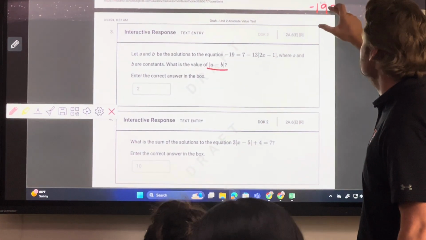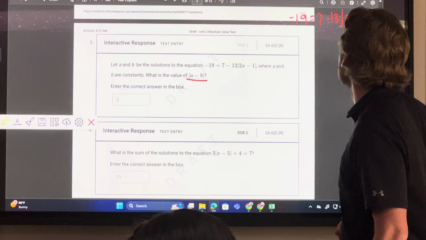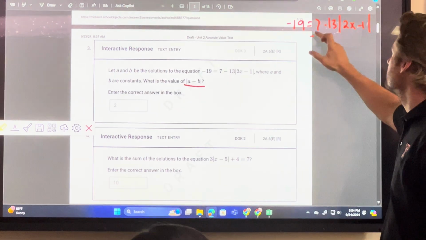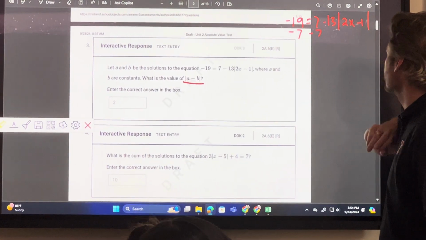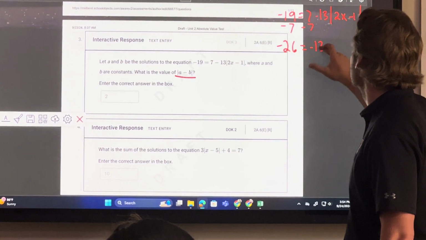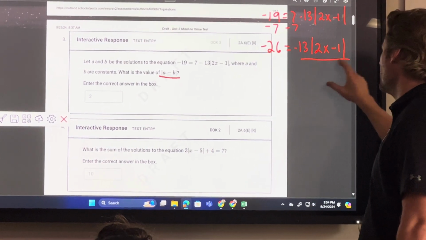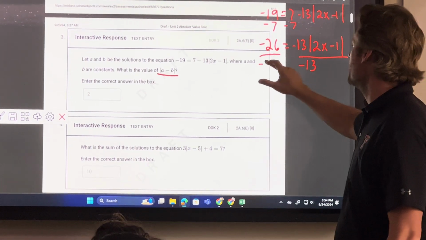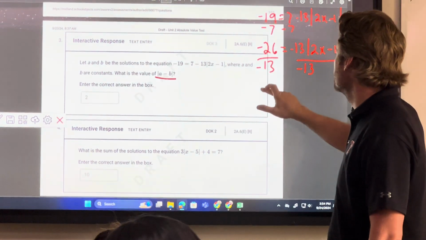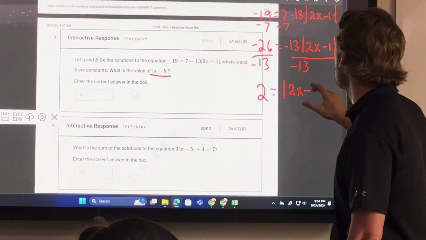I have -19 equals 7 minus 13 times the absolute value of 2x minus 1. So the first thing I want to do is isolate my absolute value. So I subtract 7 from both sides. So I get -26 equals -13 times the absolute value of 2x minus 1. So again, keep isolating this absolute value. So I divide by -13 on both sides, right? -26 over -13 gives me a +2, equaling the absolute value of 2x minus 1.